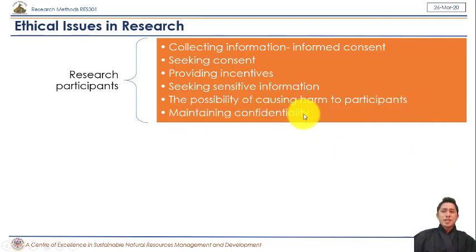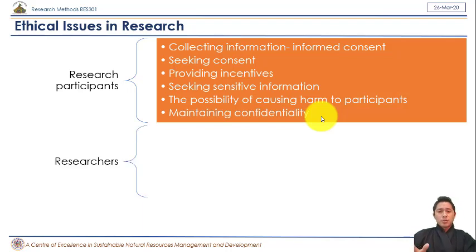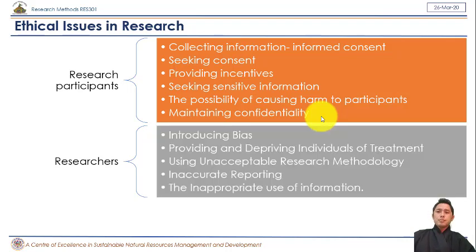Maintaining confidentiality is again a very important part. If they feel that their identity should remain anonymous, then it's very important that you keep that confidential. So that's again on research participants. On the side of ethical issues of the researchers, you have biases. You have unethical issues like introducing bias.